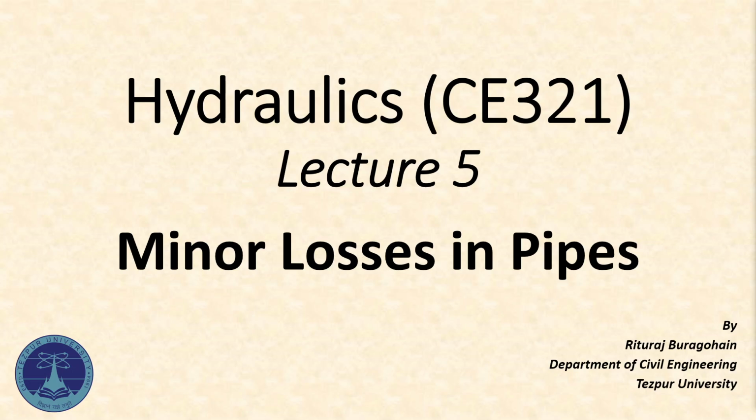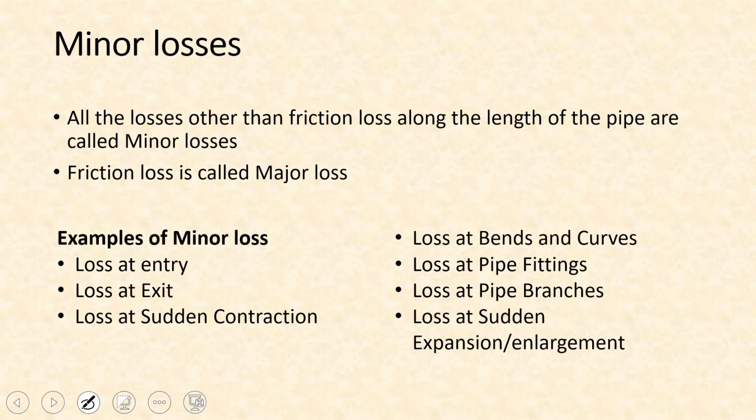Hello everyone. In this lecture we are going to discuss minor losses. We have already discussed them briefly in our previous lectures, but this lecture is completely dedicated to that topic. Anything that can be called a minor loss is all those losses which are not the friction loss along the length of the pipe. That means loss due to entry, exit, contraction, expansion, then pipe fittings, valves and branches and all those things.